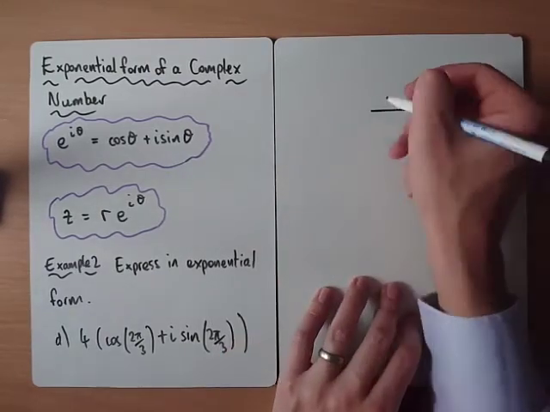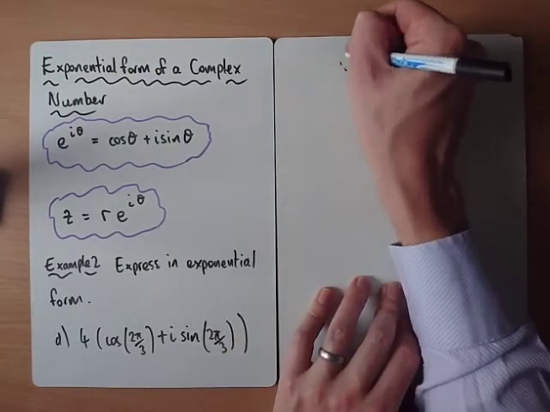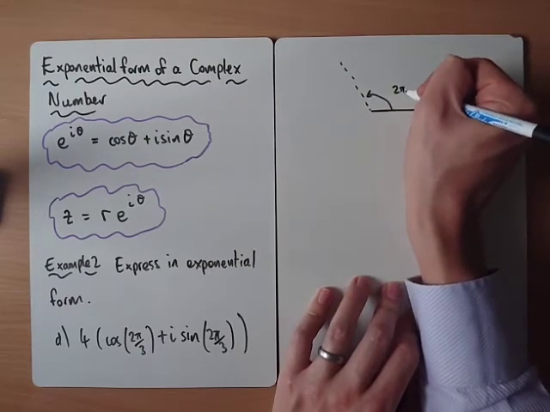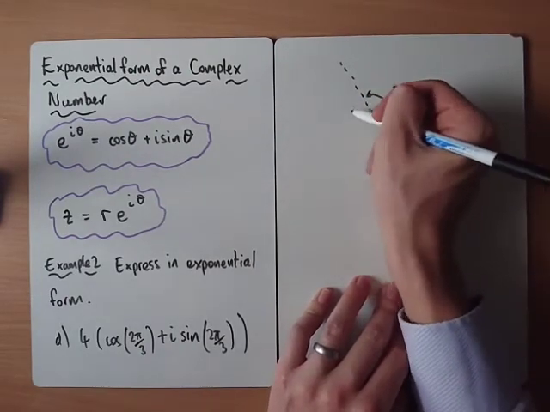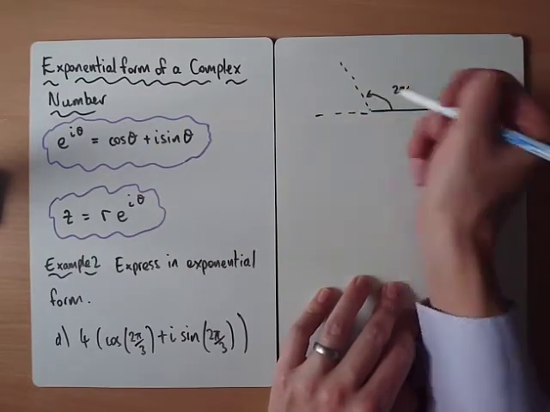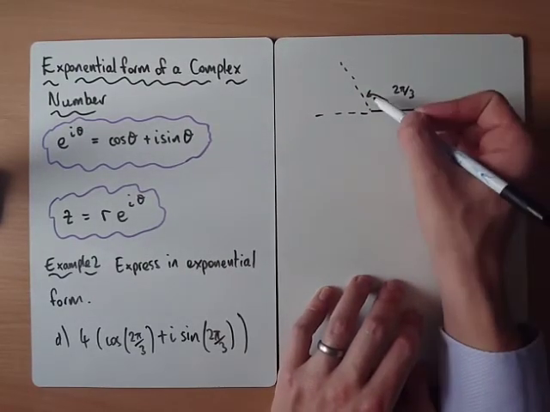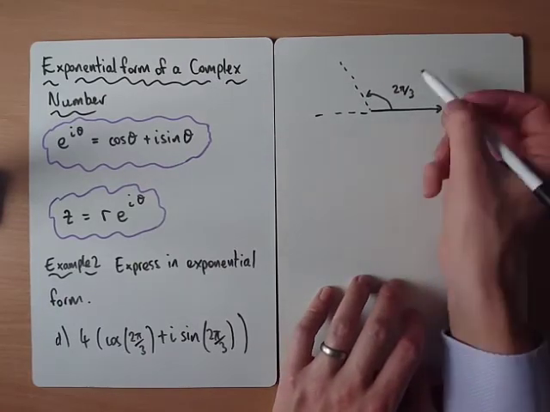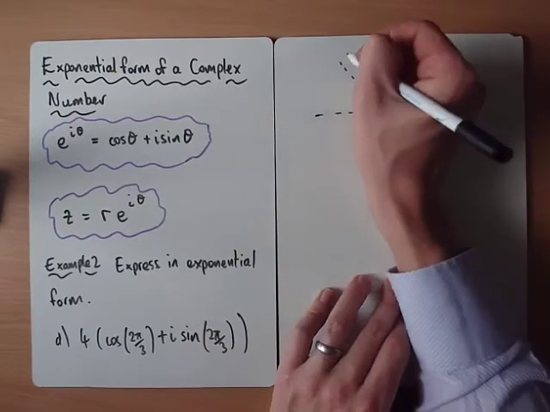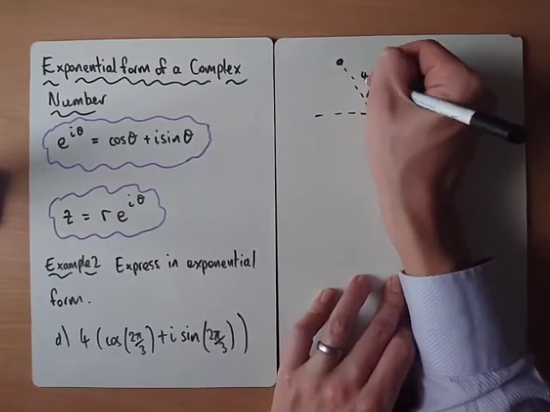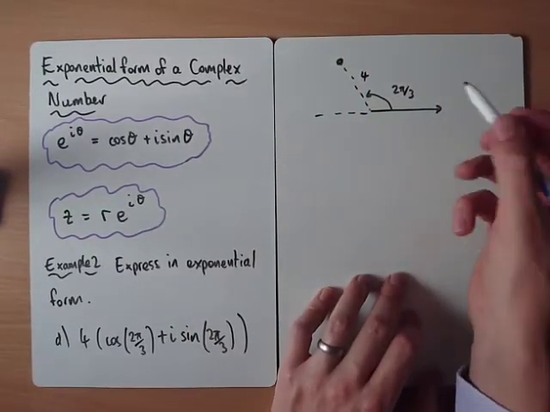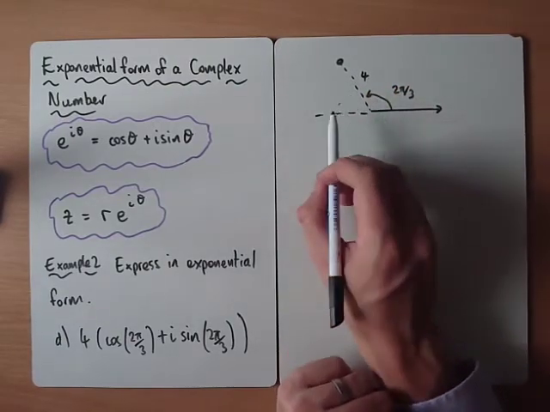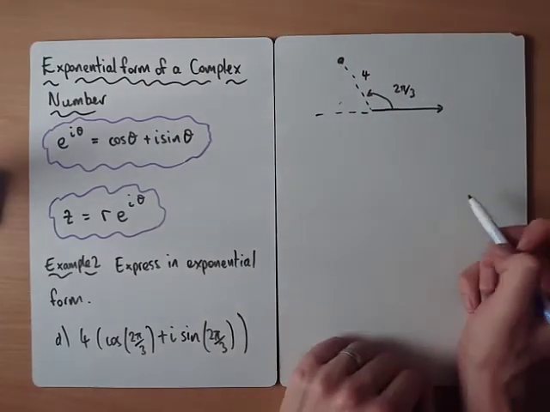2 pi over 3, it's like 2/3, isn't it, of pi. If you're more comfortable with degrees, don't forget if that's 180 degrees, 2/3 would be 120 degrees. But try and get used to thinking about it in radians. And that distance there would be 4. Okay, so clearly the complex number I'm looking for, the real part is going to be negative, the imaginary part is going to be positive.